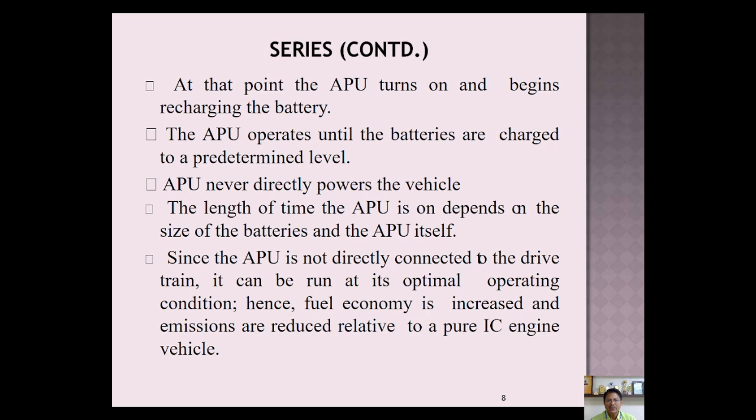The advantage is increased economy. Since it is not directly powering the wheel, it is used to optimize the speed so that the power is delivered to the generator and the generator will run uniformly. That power will be used for the requirement of the motor from the wheel, and also the excess energy will be stored in the battery. So this is how it will function.